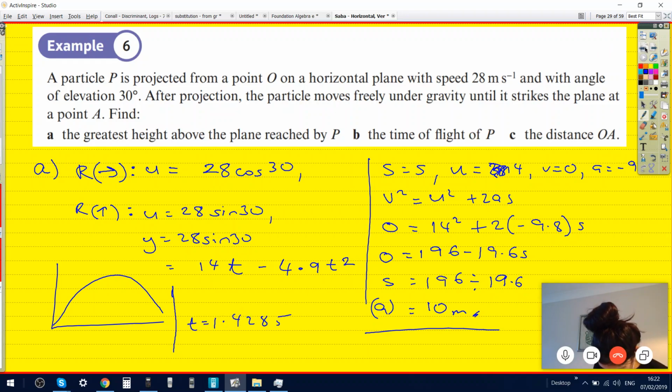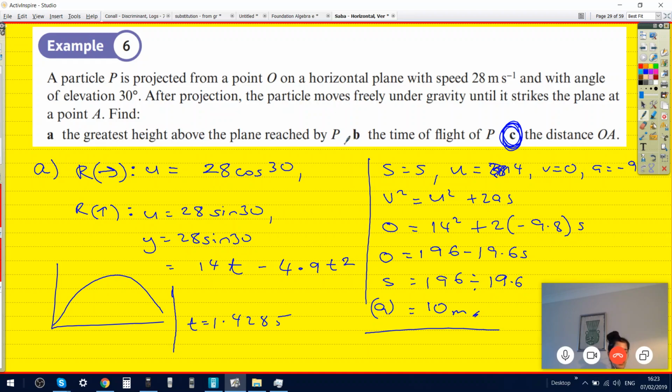So t equals 1.43. Okay, and the distance. The time of flight. Oh, we've done that. The greatest height. Have we not even finished? The greatest height would be half of that. Have we done the distance? Have we even done the greatest height? Didn't we say it was 10? Oh yeah.